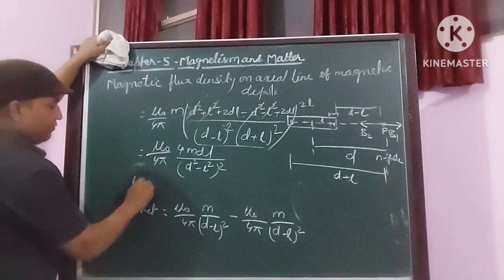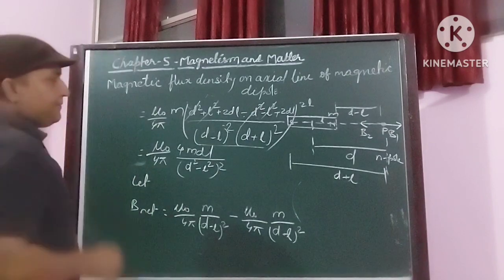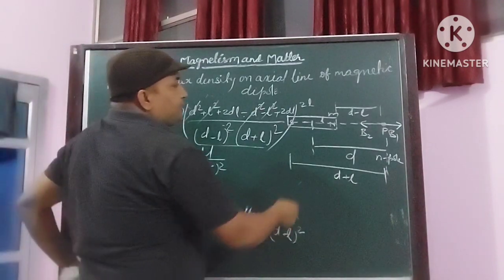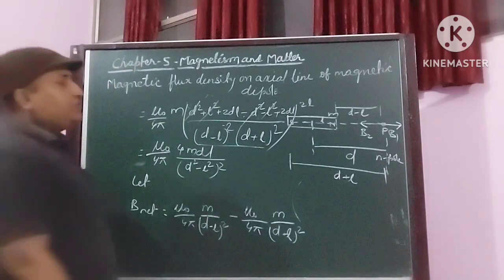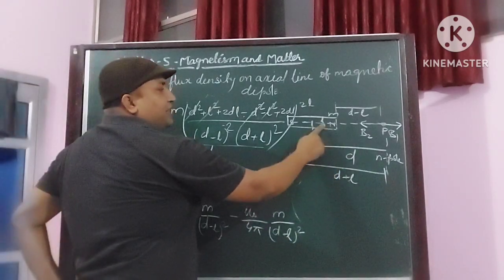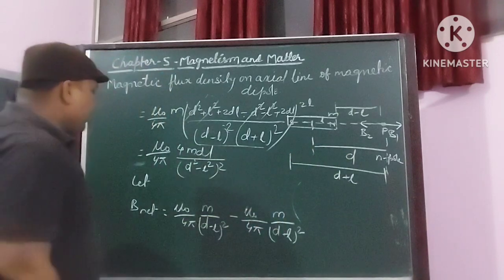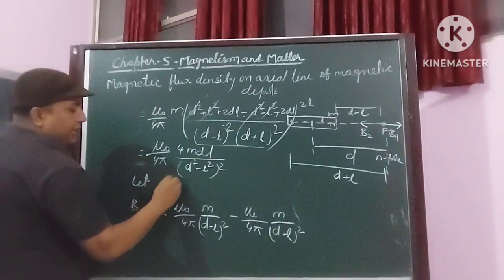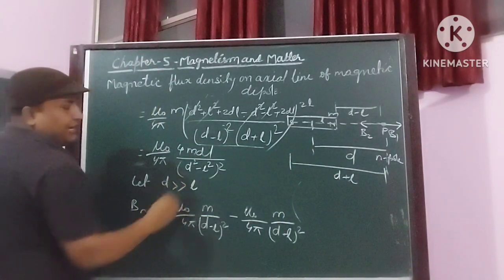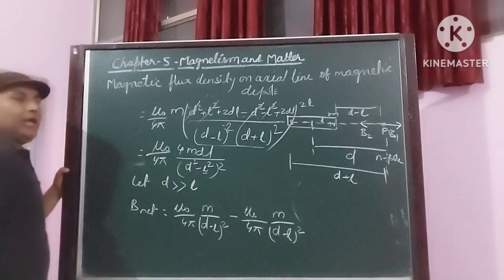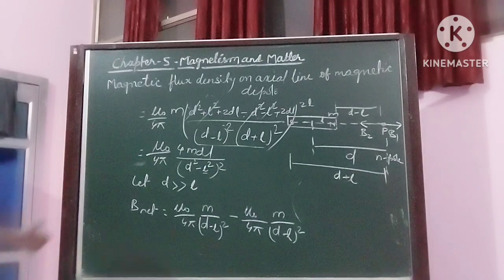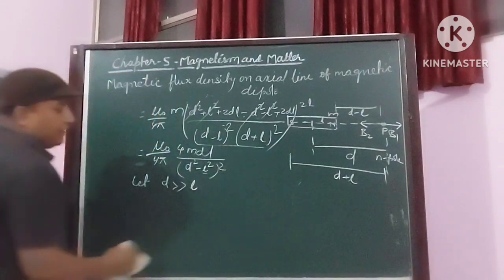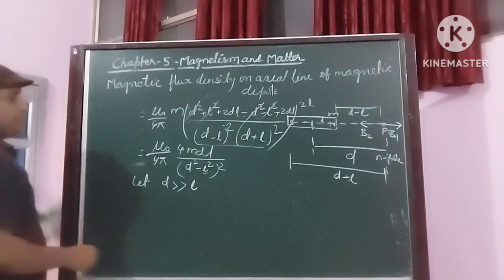Let us think that this L is very, very small as compared to D. L is very small as compared to D, so let D be very much bigger than L. So what will we think? L becomes 0, or we neglect L. If you are neglecting L, then what will the result be? Try to understand that.